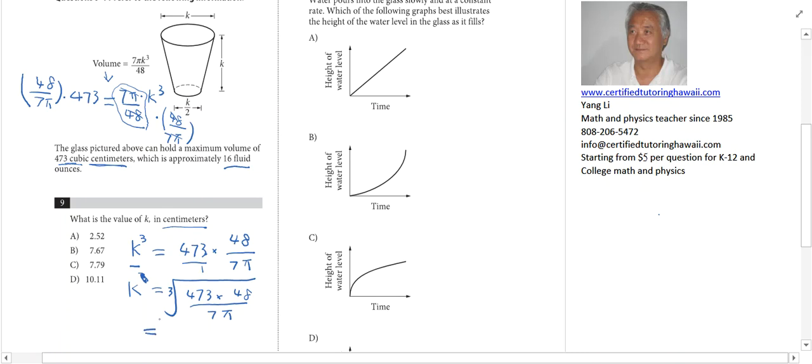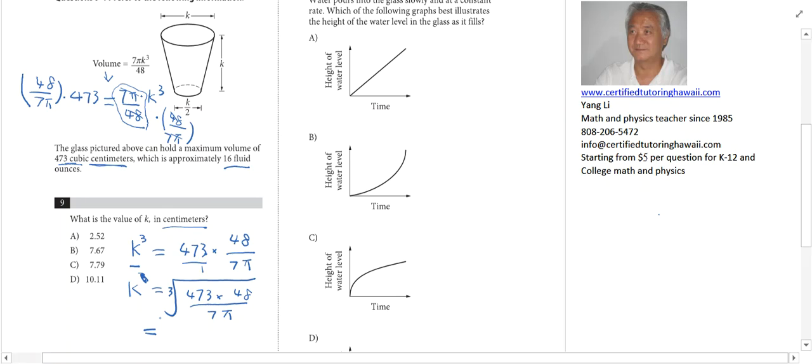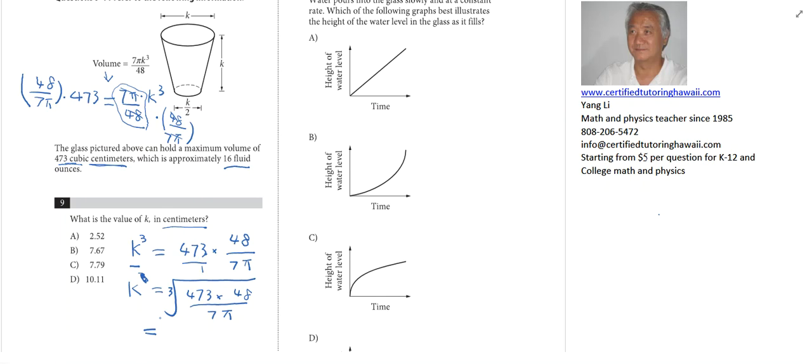We simply use the calculator so we can get this answer quickly, okay? Let's do it now. 473 times 48, you get whatever first. And then you divide it by parentheses 7 times pi. So you get this one. And then you do the cube root. So you can get about 10.1 if you round it off.